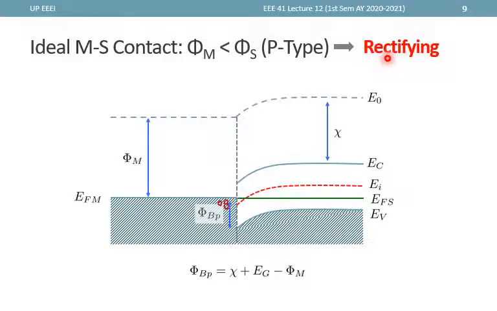energy barrier. Okay, and equation wise, this phi Bp, or the barrier for holes from the metal side, is equal to chi plus Eg minus phi m. Now what are the two components to that? First, we have this chi plus Eg. So this one is chi, this one is Eg, and we will subtract to that this phi m. So if we subtract this one, then we'll get the barrier height.